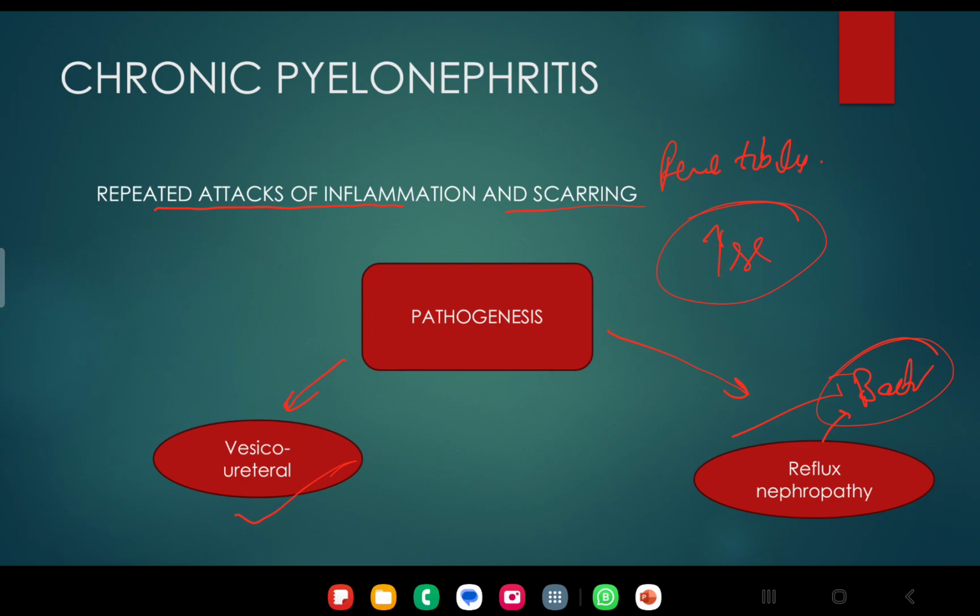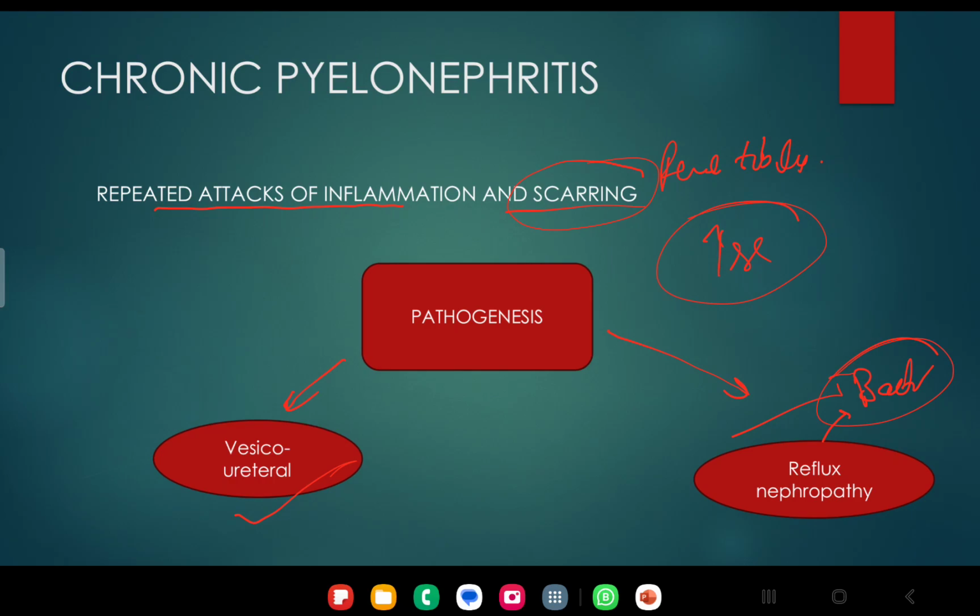And I already told you what chronic pyelonephritis is: repeated attacks of inflammation and scarring. So we finish with vesico-ureteral reflux. It is simple: the backflow of urine from the urinary bladder to the kidneys by the help of the ureters, and the main pathogenic mechanism is increased pressure, which leads to kidney damage.